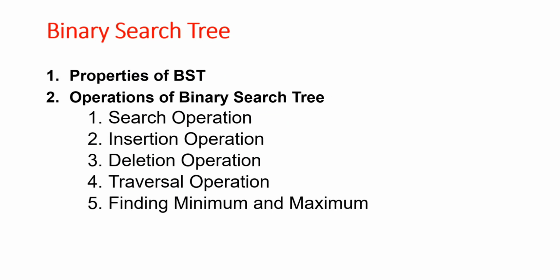Three properties in a binary search tree. The first one is that the left subtree of a node contains only nodes with keys lesser than the node's key. The next property is that the right subtree of a node contains only nodes with keys greater than the node's key. Then the third property is that the left and right subtrees must each also be a binary search tree. These are the properties of a binary search tree.